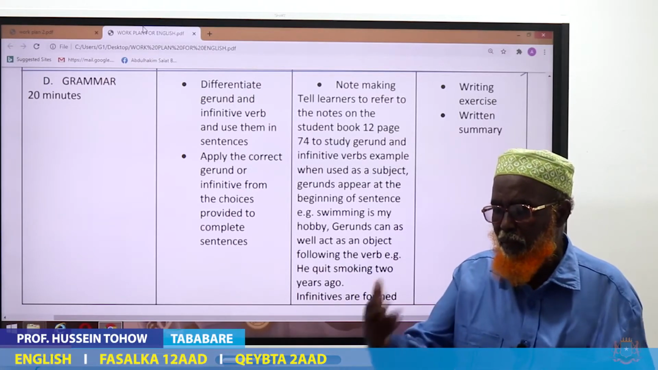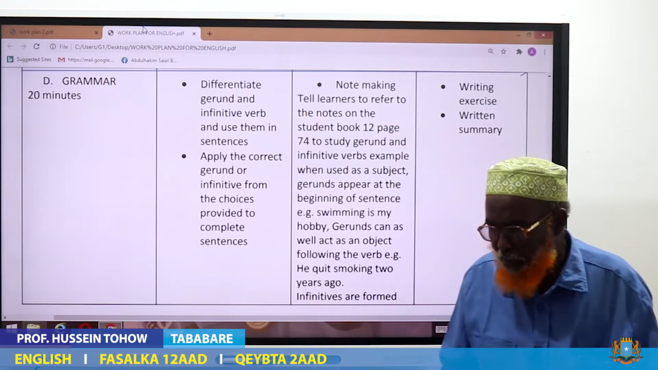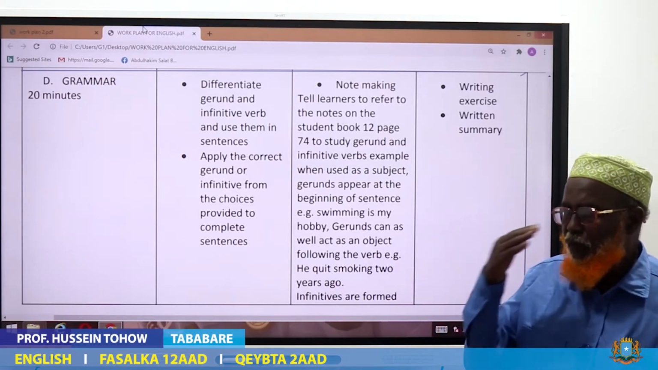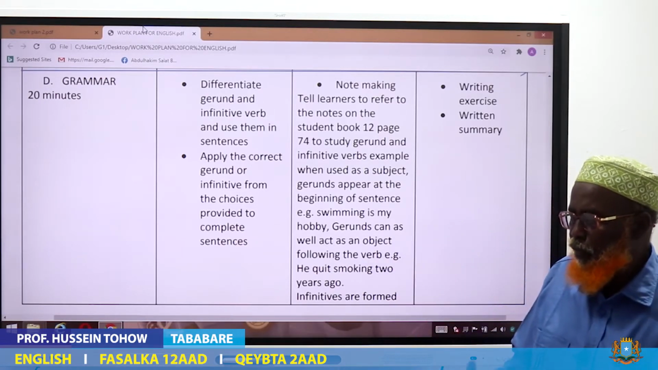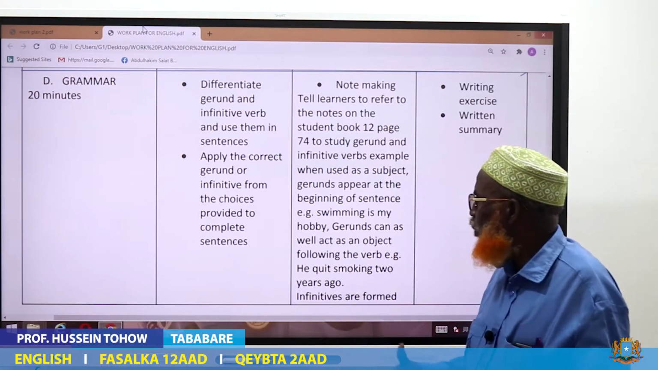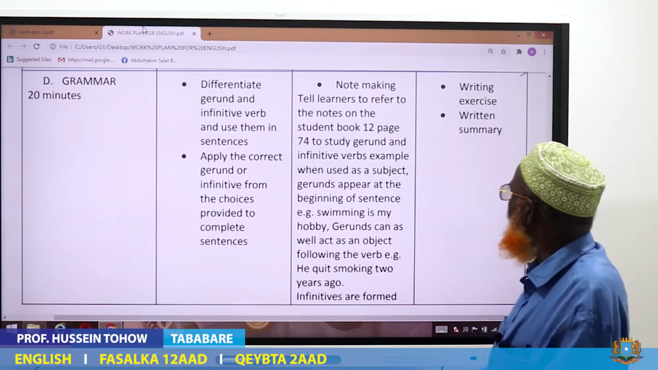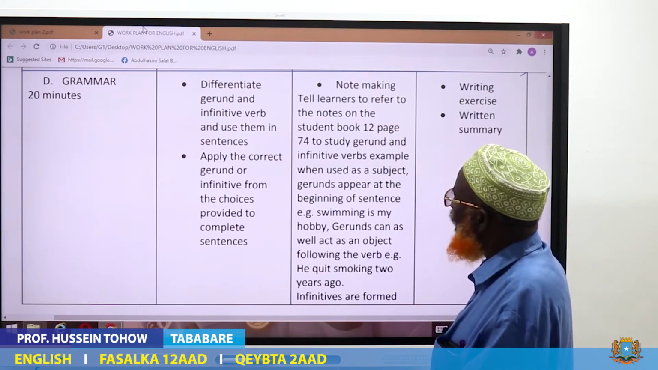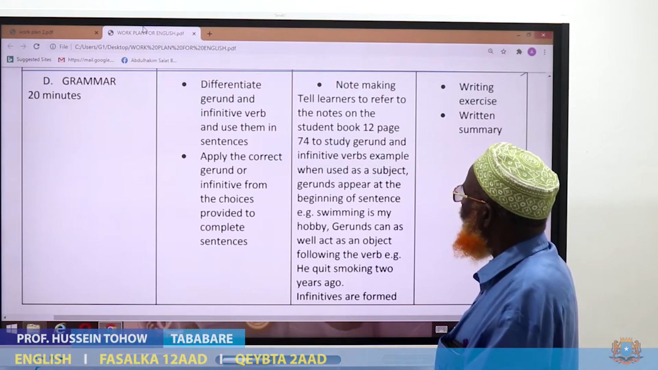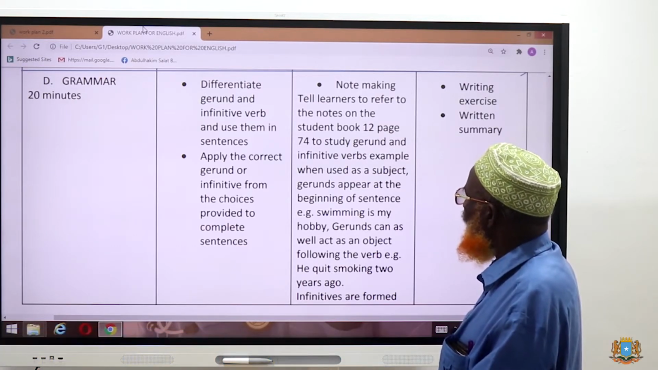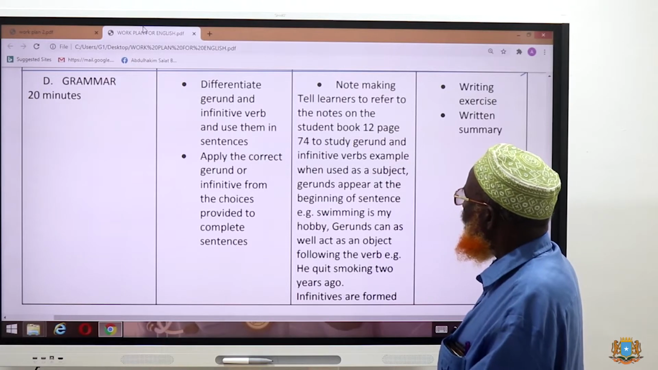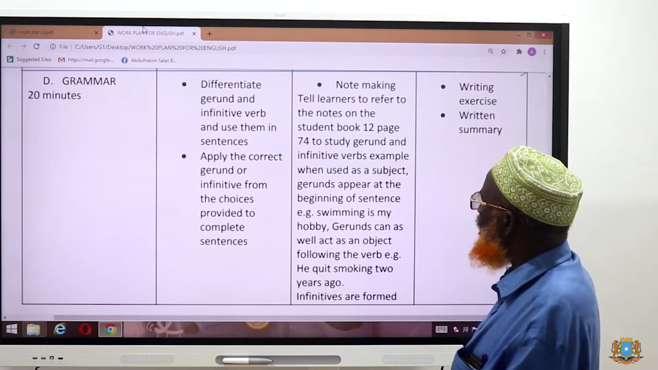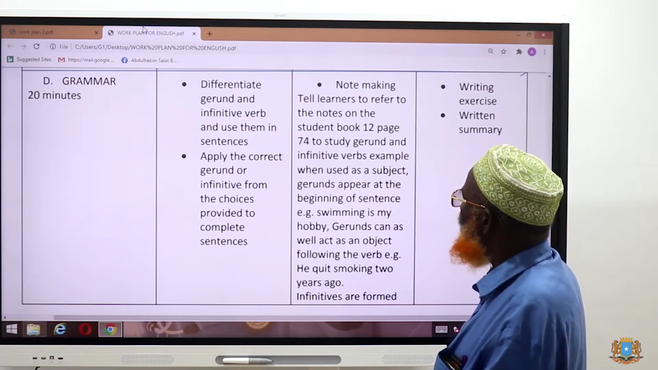You put the proper nouns, you capitalize the proper nouns. These are the ways that grammar is used, you use them in a proper way. And here, we have this topic which says differentiate. What are the differences between gerund and infinitive verbs? There are two kinds of verbs, which we call gerund and infinitive verbs. These verbs, we use them in a sentence.